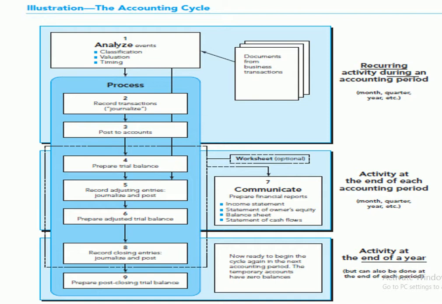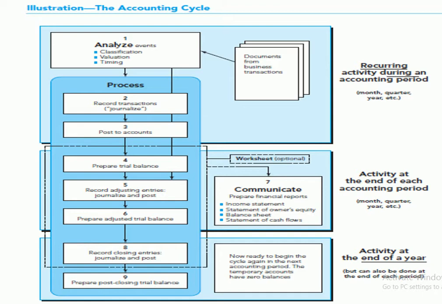Recurring activity during an accounting period, for example, for months, for quarters, for years, etc. To start the process, look at step number 2. Record the transactions. Record the transaction means journalize. Journalizing is the second step, to properly post a transaction into the daybook in a chronological order, right? Properly, date wise, with a proper description.